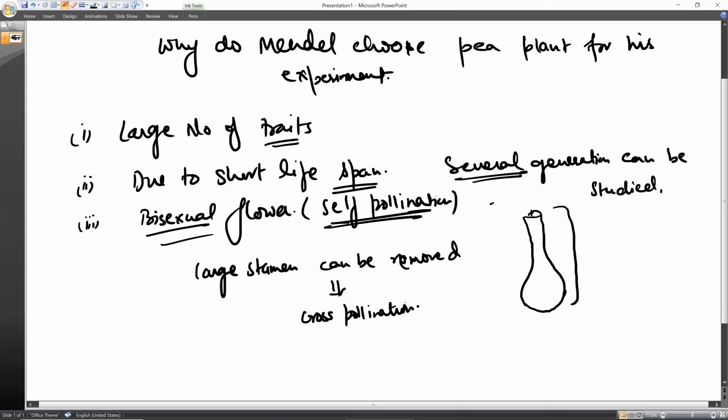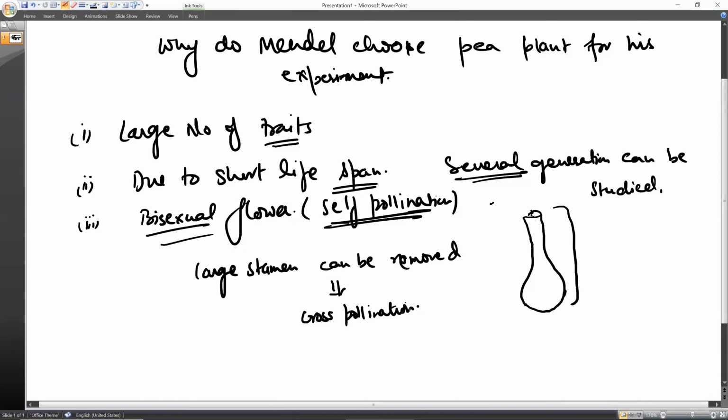Understood? Yes, sir. It has a large number of traits. Short lifespan: due to the short lifespan, several generations can be studied. It is bisexual, which helps us do cross and self pollination. And it bears large stamens, which can be easily removed and cut. We can simply say that this helps us in doing cross pollination.